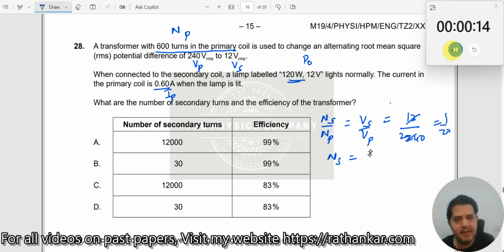1 by 20. So 1 by 20 multiplied by Np. What is Np? 600 turns. 600 by 20 should be equal to 30. So Ns is equal to 30. So these two are incorrect. So these two should be the correct ones.